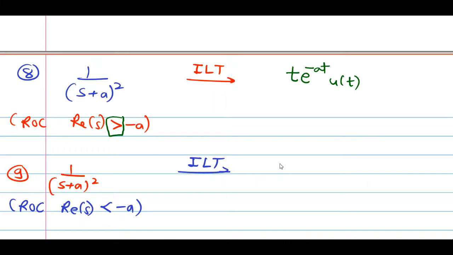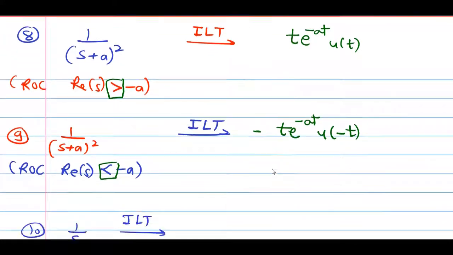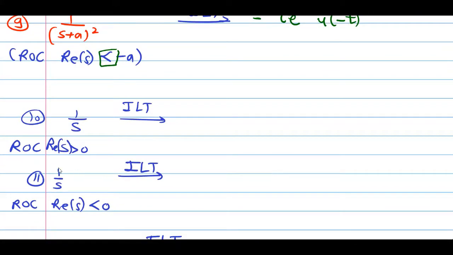So here its inverse Laplace is e raised to minus at into u of minus t, because it is less than, and here minus, so here also minus sign will come, and as it is a square, it is getting multiplied with t. Then next, 1 upon s, ROC is greater than 0, so its Laplace inverse is u of t. 1 upon s, ROC is less than 0, so its inverse Laplace is u of minus t. So here minus, then here also minus sign will come.